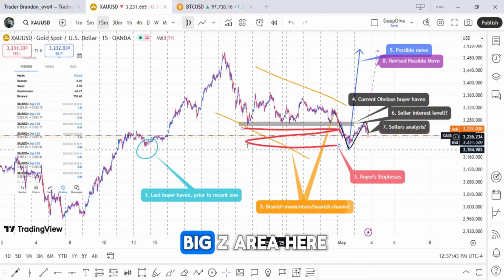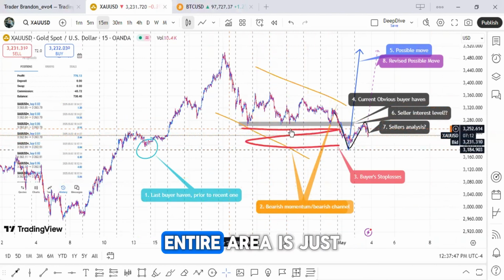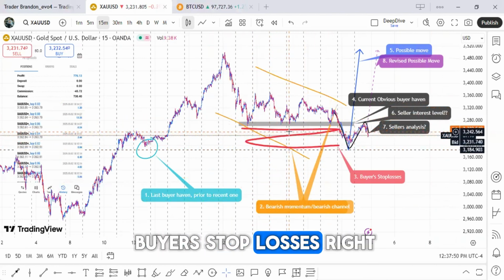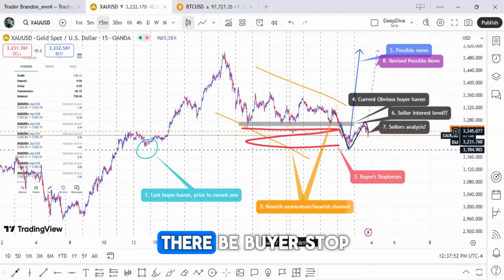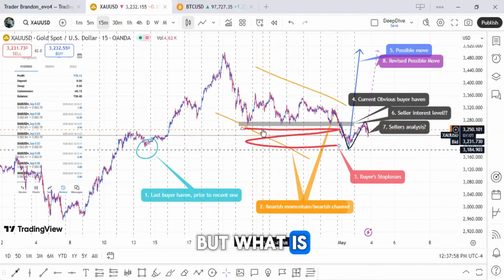It's highlighted by this big Z area here, right? Where we're just looking at this entire area as buyer stop losses. But why would there be buyer stop losses here? Now we said that from point number 1 there was a buyer haven here, but why would there be stop losses all the way up here?